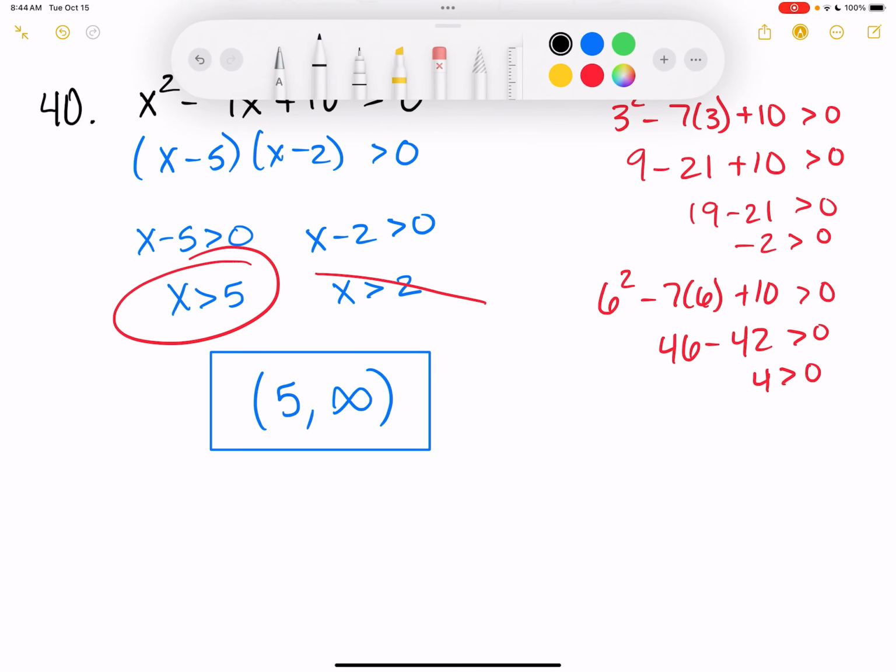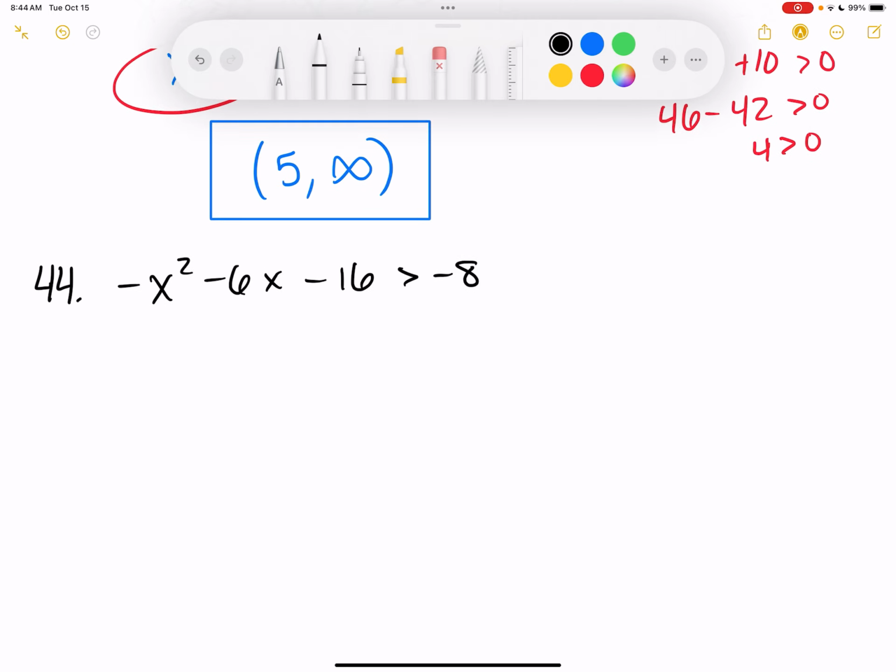Let's see. Let's go 44. Negative x squared minus 6x minus 16 is greater than negative 8.